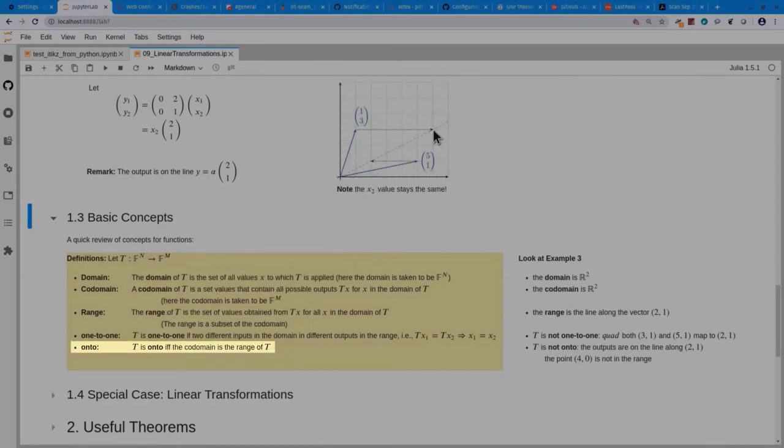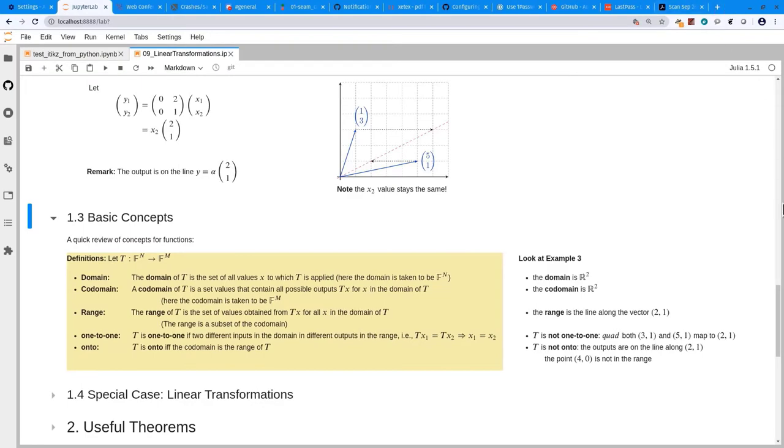The other concept, onto, means that the codomain and the range are the same. In our example here, the codomain is R2, but the range is a line in R2. Any point that is away from that line, I cannot reach with that transformation. There is no x that will lead to that point. Therefore, this function is not onto as well.